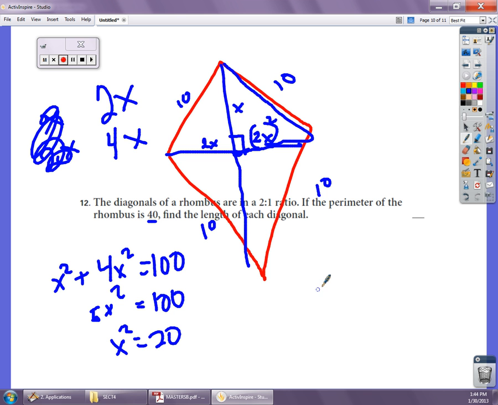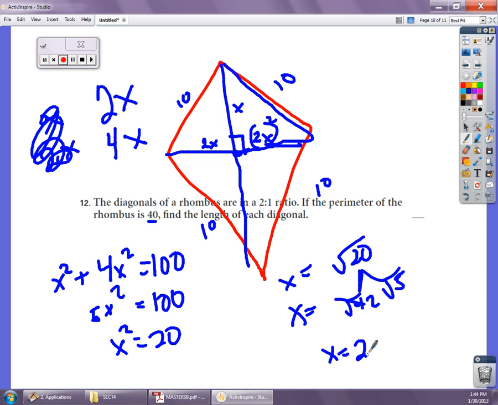I square root both sides, you get x equals the square root of 20. But I'm going to simplify that down to, this becomes root 4 times root 5, which is 2 root 5. So x equals 2 root 5. But that's not the answer. That's just what x is. We've got to remember we have to go back.